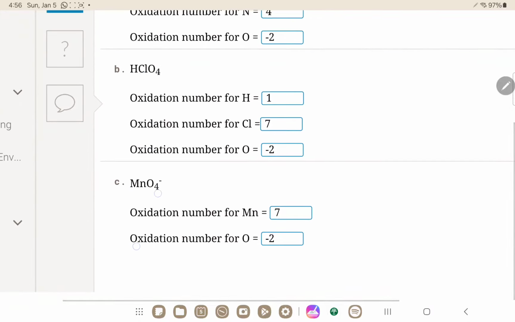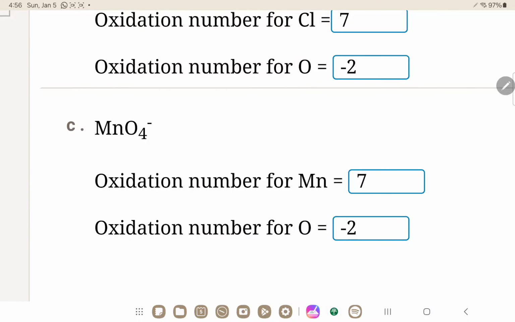And now for the last one, MnO4 minus. So for Mn, we know O already, of course, -2. Now Mn, we're going to label it X minus 8, but this time you have an overall charge for the ion which is negative, which means -1.